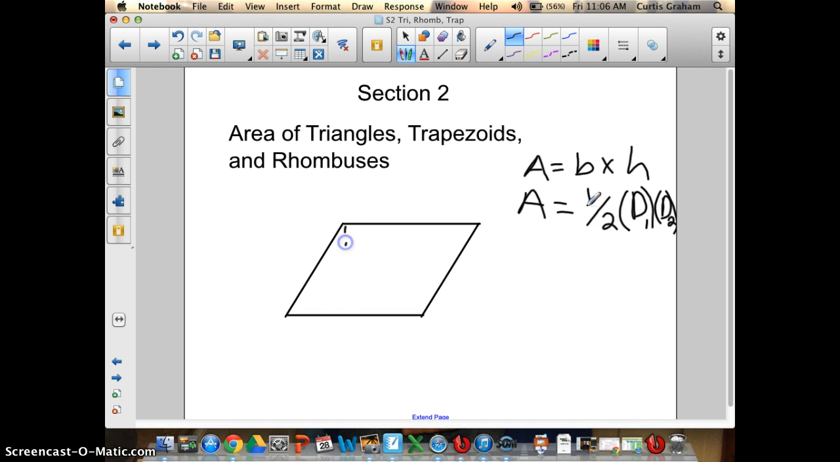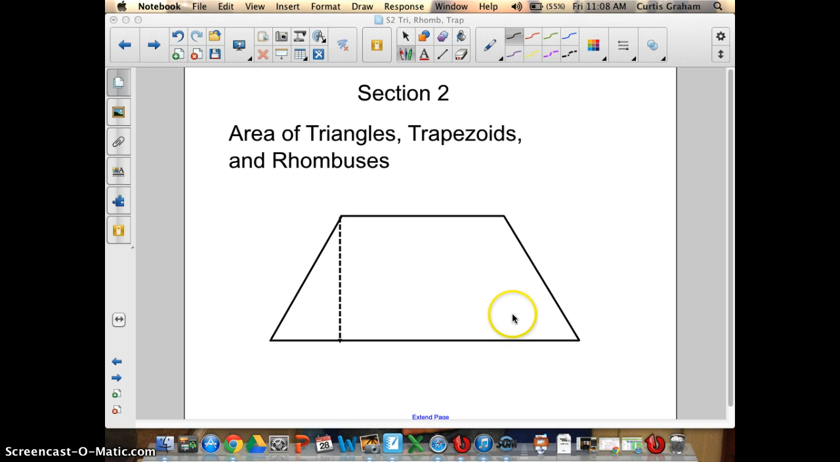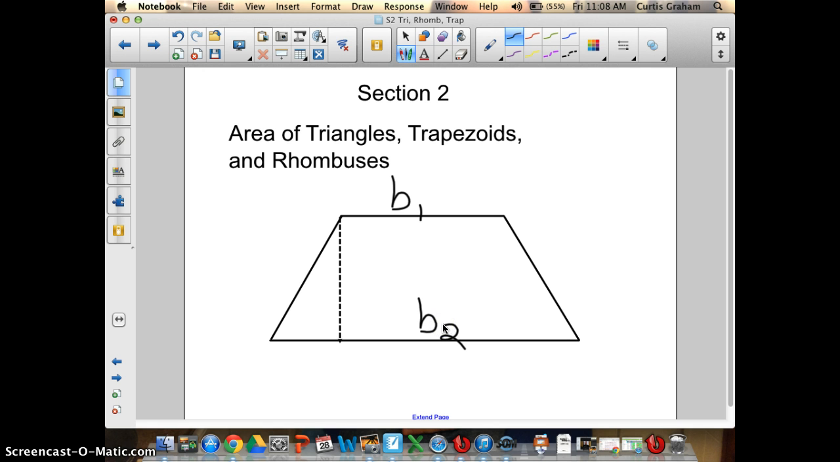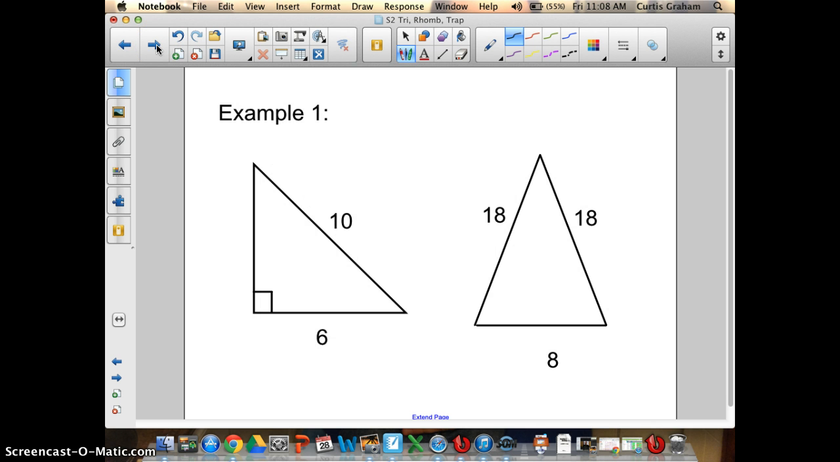You can do the base times the height, or you can do diagonal 1 times diagonal 2 times 1/2. Our formula for a trapezoid is going to be the average of our bases, so base 1 plus base 2 divided by 2, times our height. Okay, so those are your three formulas. So let's do some examples with those.